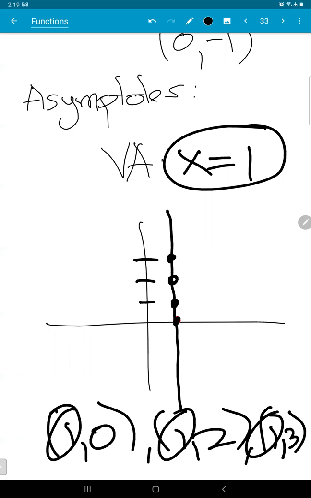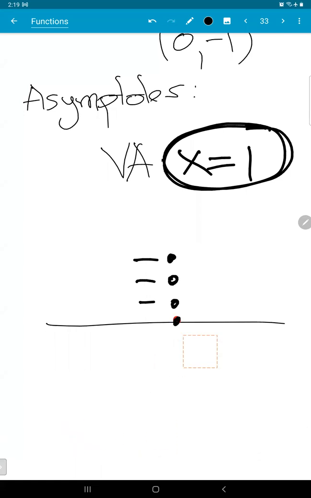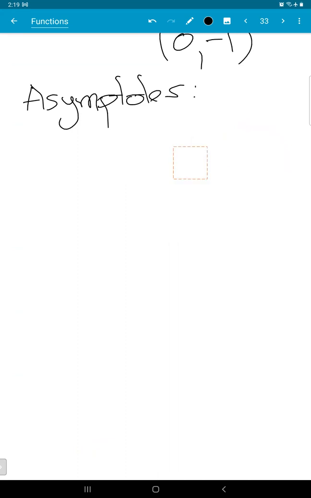And if you collect all such points, you will come up with a vertical line. And that's why this is an equation of a vertical line. So that means in writing down the vertical and horizontal asymptotes, you have to write down the equation, x equals 1.